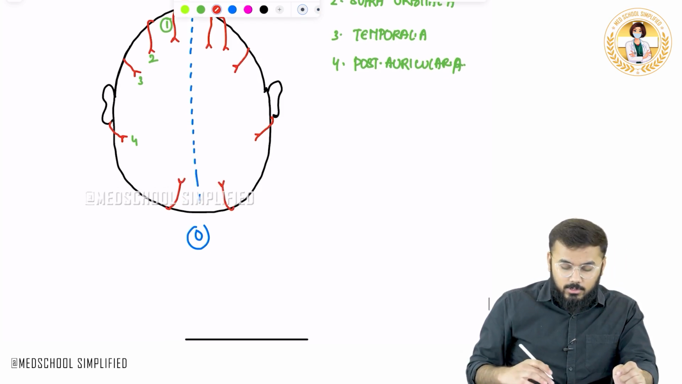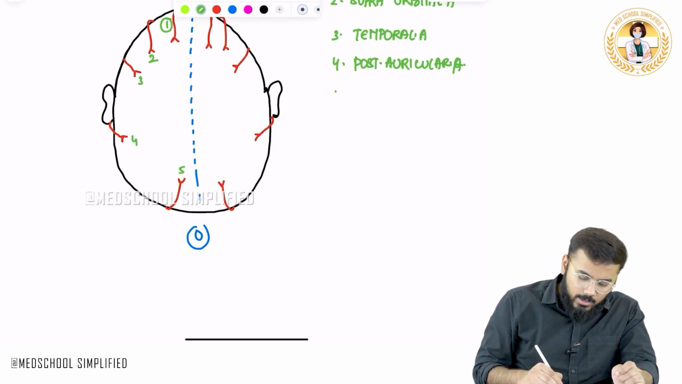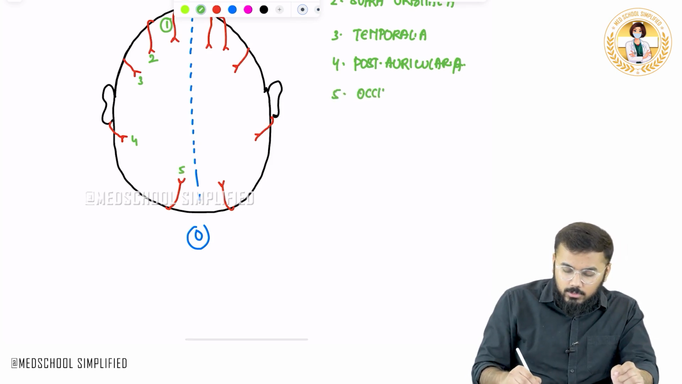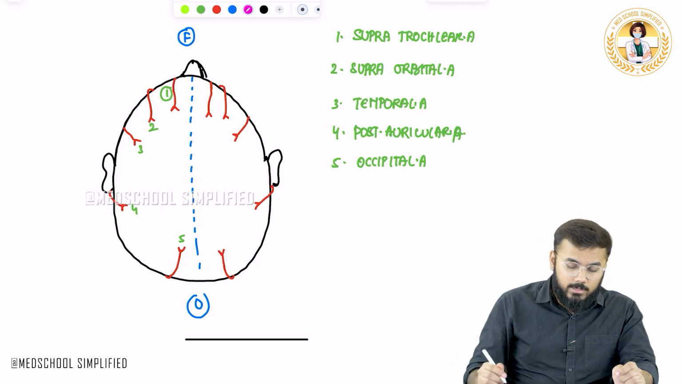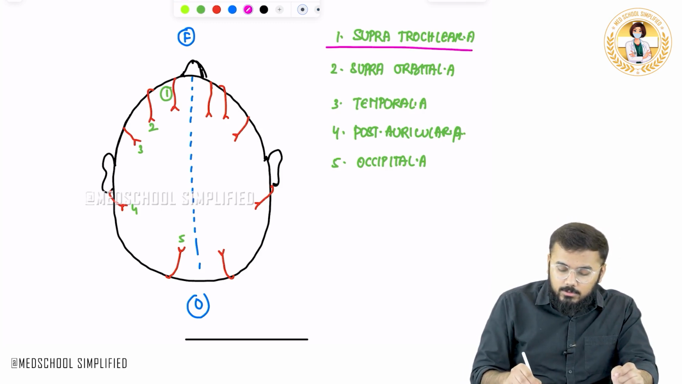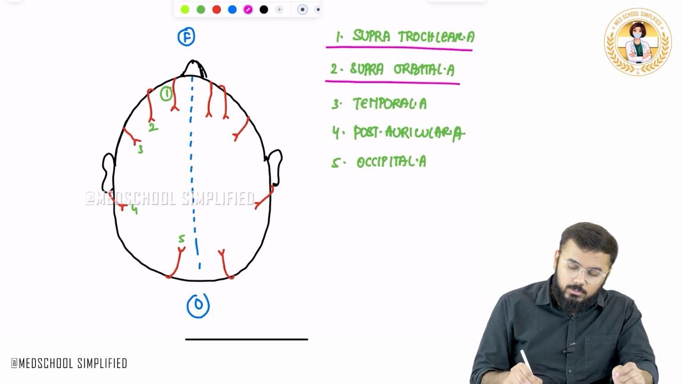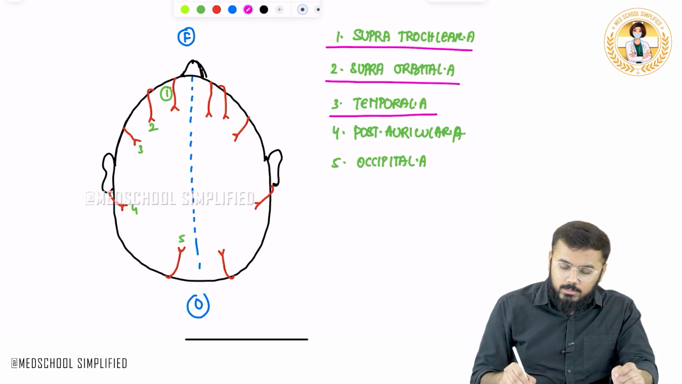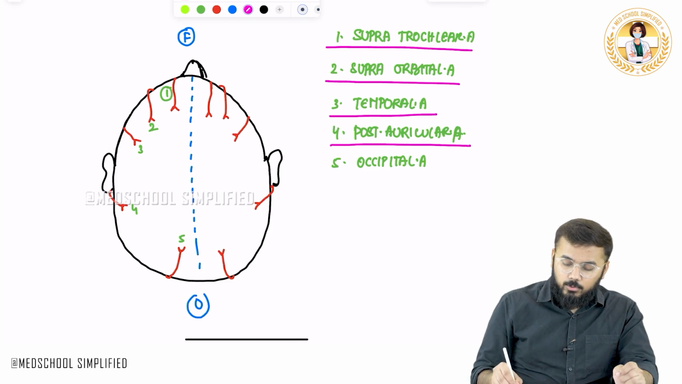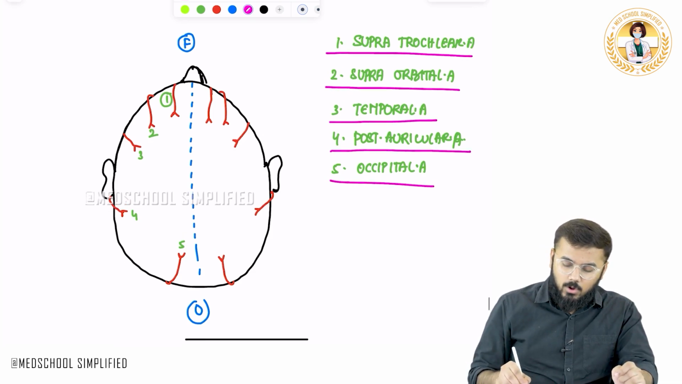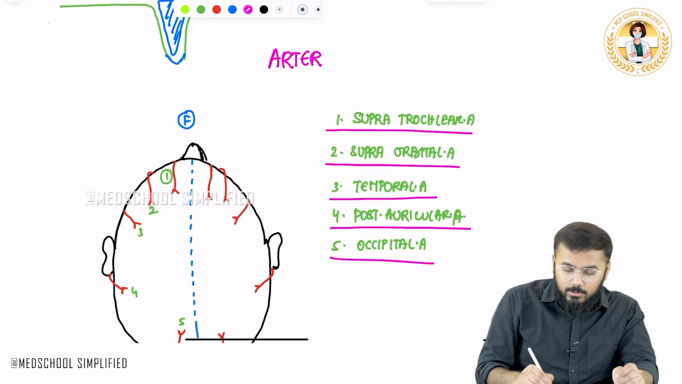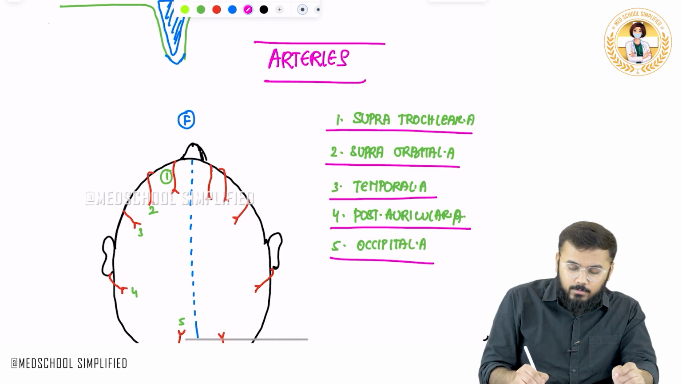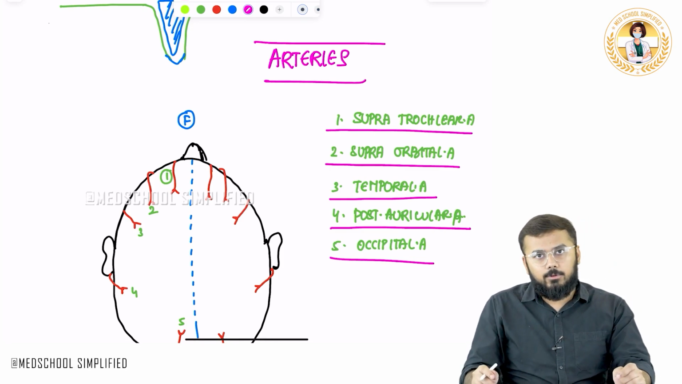And the last artery is present on the back here. This surface over here is called the occipital area. So the artery is the occipital artery. So what are the different kinds of arteries you can see over here? One is the supratrochlear artery, next is the supraorbital artery, third is the temporal artery, fourth is the posterior auricular artery, and fifth is the occipital artery. These are the arteries that are supplying the scalp.